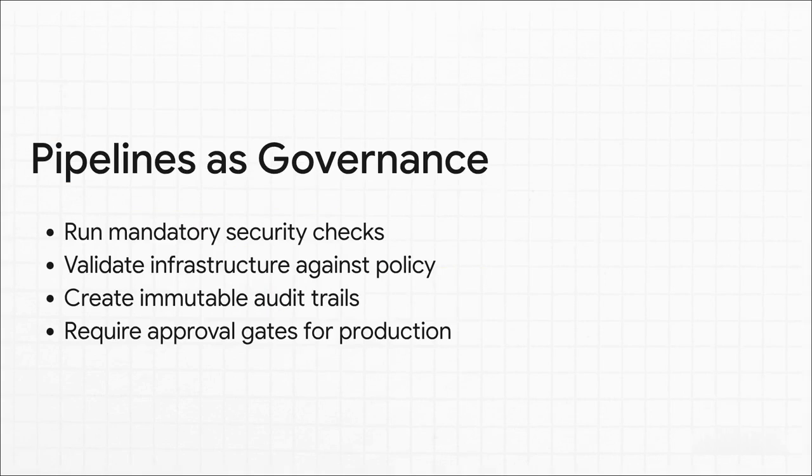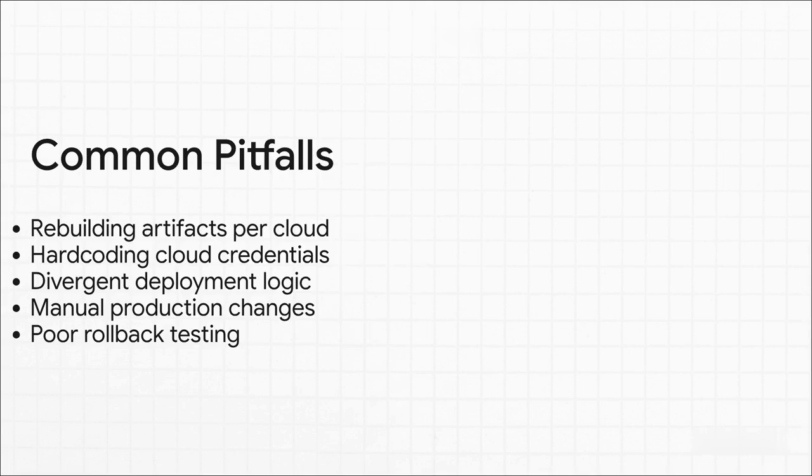So what does that really look like? Well, your pipeline can automatically run security scans on every single commit. It can check your infrastructure as code against company rules. It creates a perfect, unchangeable audit trail of everything that happens. And it can enforce those crucial manual approval gates for production, making sure a human has to sign off when it really matters.